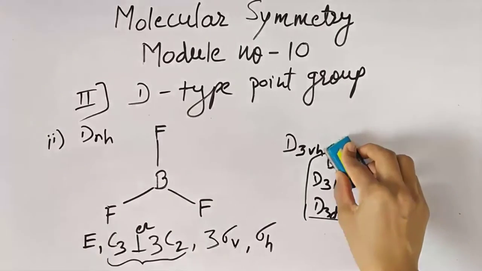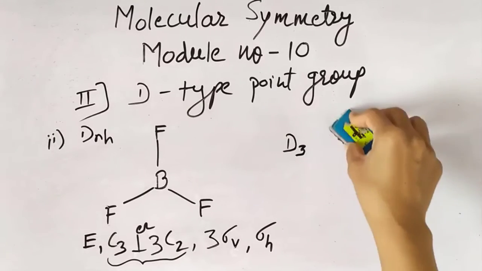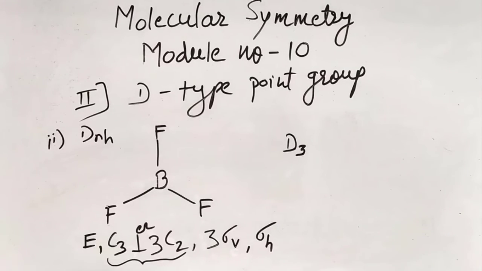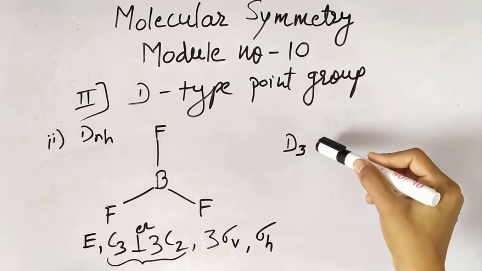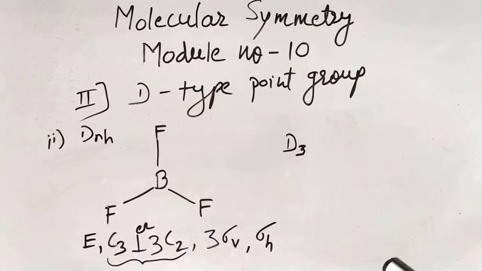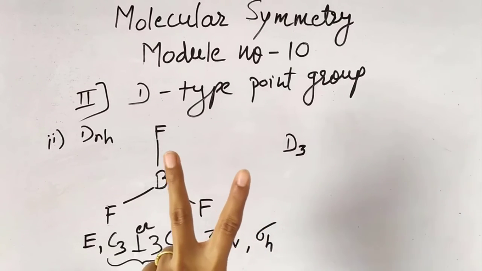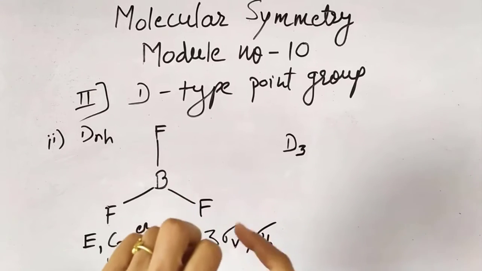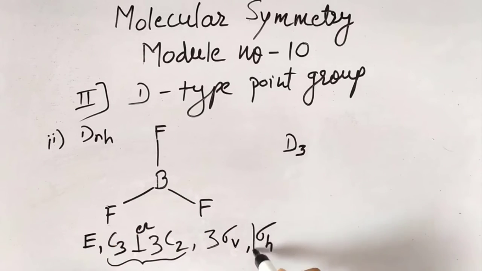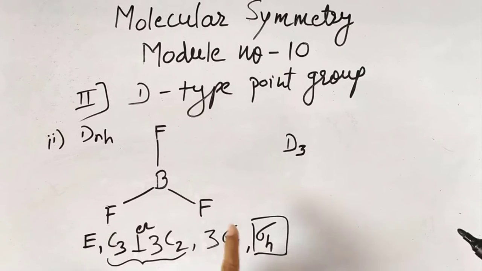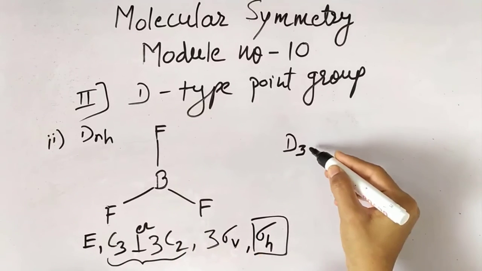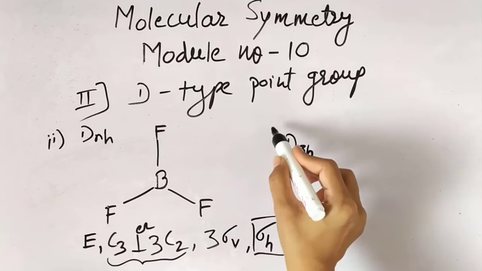So what will we do now? Whenever we have both types of planes, vertical plane as well as horizontal plane, then what should be written in the main point group? The answer to this question is: whenever we have both types of mirror planes present, vertical as well as horizontal, then only the horizontal plane will appear in the main point group.